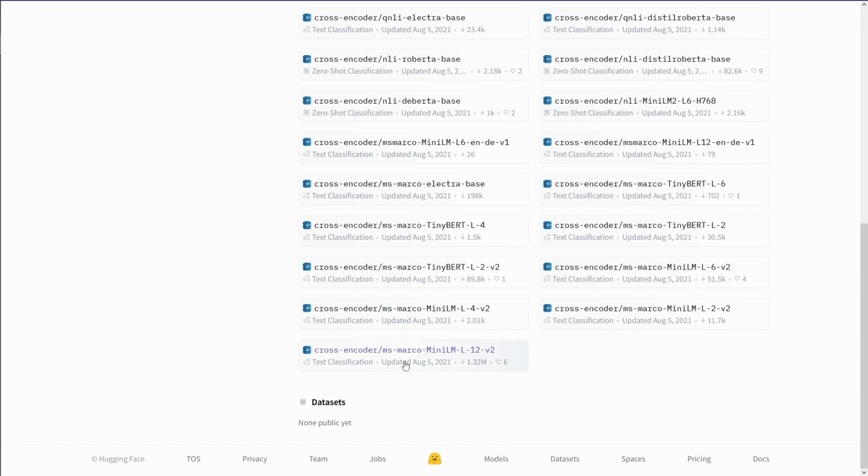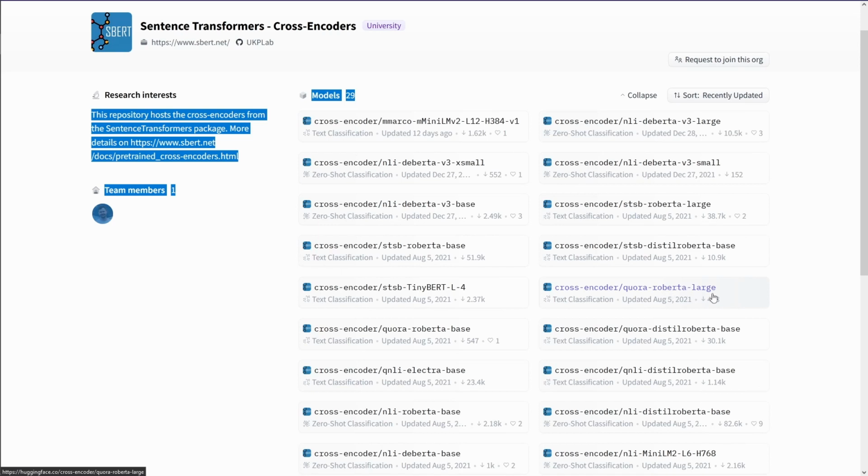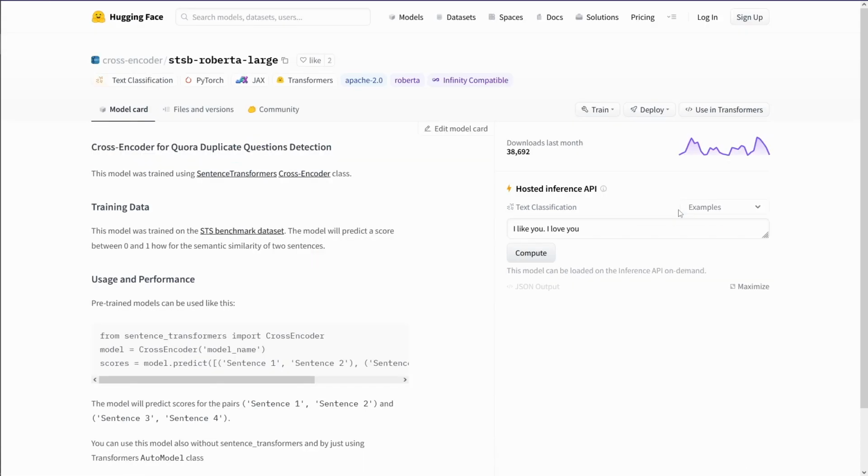Yeah, here, for example, 12 layers, version 2. Oh, here, Quora, Roberta large, distill Roberta base. STS benchmark Roberta large. Yeah, this is nice. Let's take this one. And you see it's a cross-encoder for the Quora duplicate question detection. And we use here the class of sentence transformer cross-encoder. This model was already trained on the STS benchmark dataset.